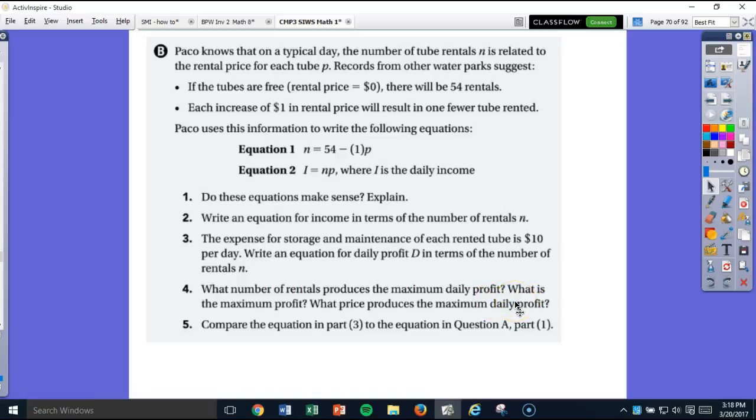Then I want you to think, does this equation that you came up with in part 3 and maybe had to reorganize that, does it have any similarities to Tony's equation in part A? And if so, can the same equation be used for more than one situation? And hopefully you can see the connections there.